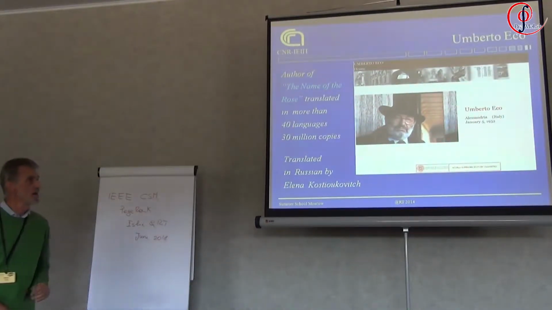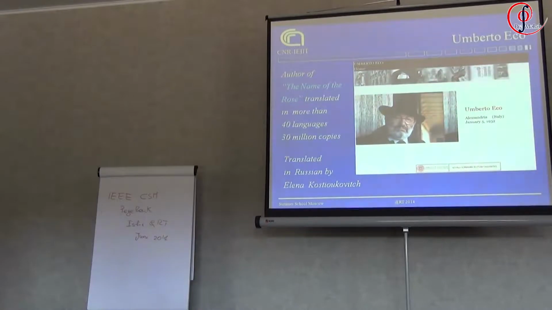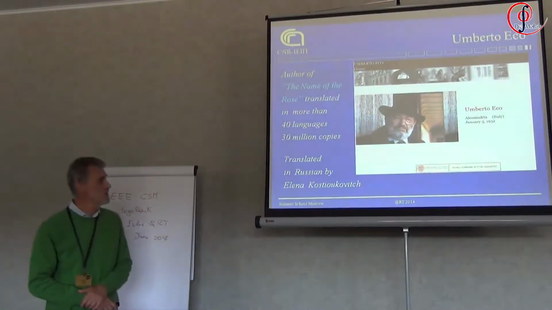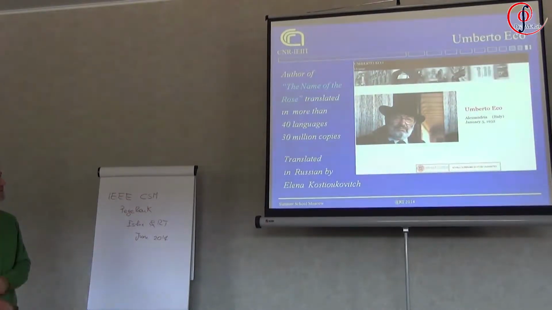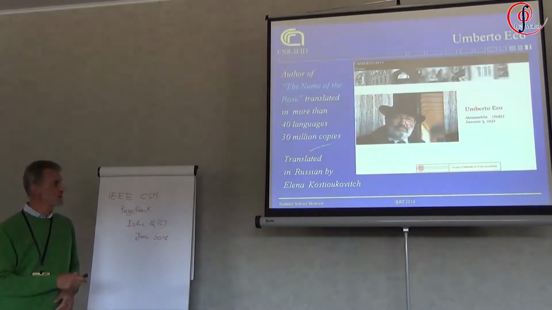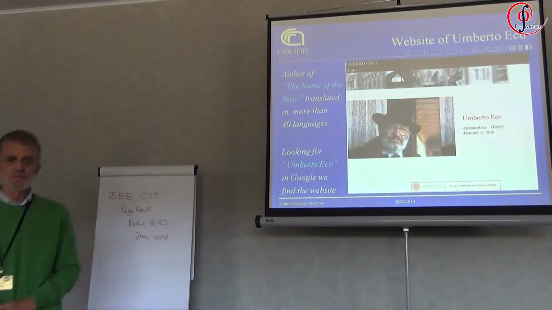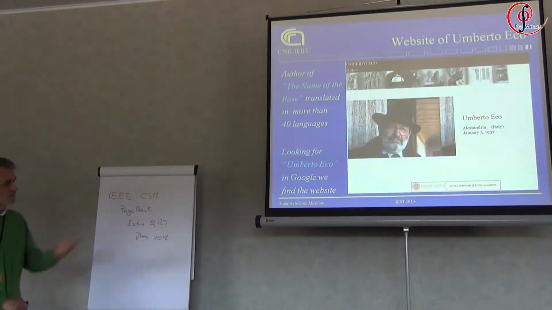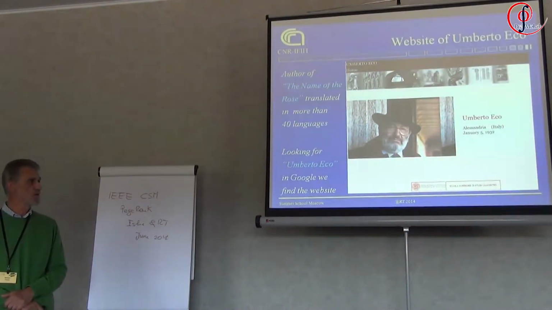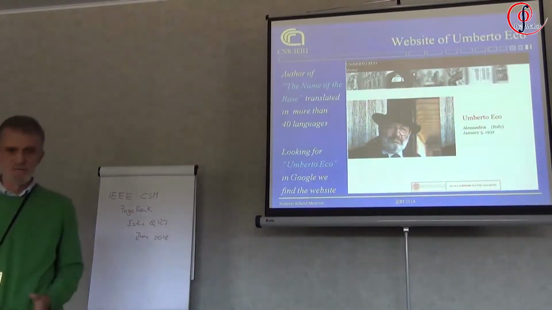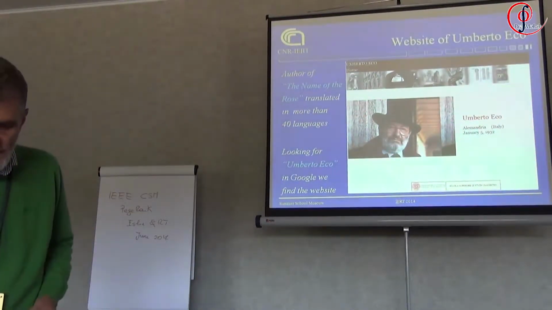A couple of nights ago, in the panel discussion here, we discussed Umberto Eco, who is a famous Italian professor. In particular, he's well known because he's the author of The Name of the Rose, a famous book, which was translated in more than 40 languages, and he sold more than 30 million copies of this book. The translation in Russian is by Elena Kuznikovich. What I find fascinating about the book, but also Google in particular, is that if you go into Google and type in Umberto Eco, then immediately you find his website.